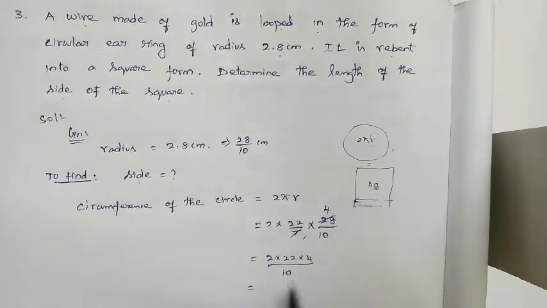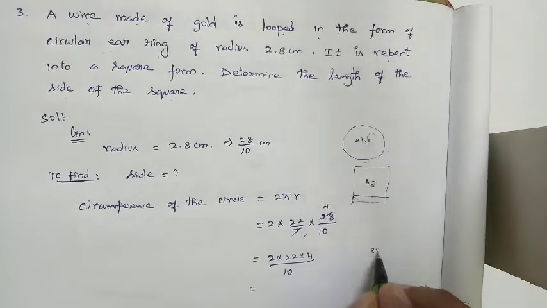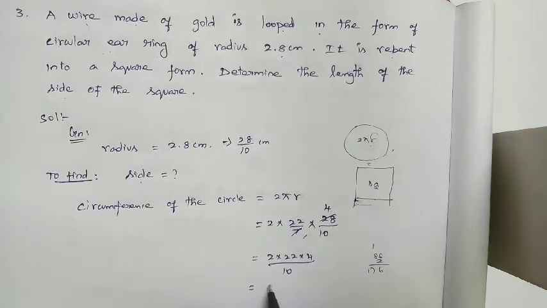2 into 22. So what is it? 22 into 4 is 88. 88 into 2: 8 twos are 16, 6 and 1 carried, then 16 and 1 makes 17.